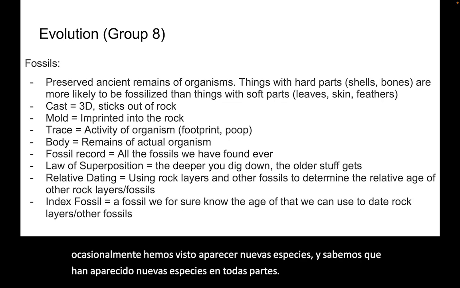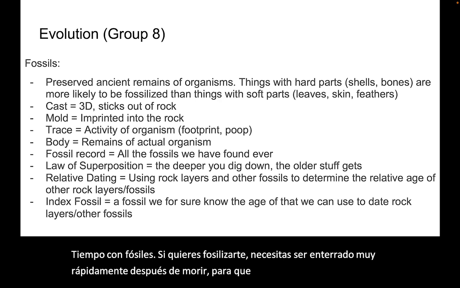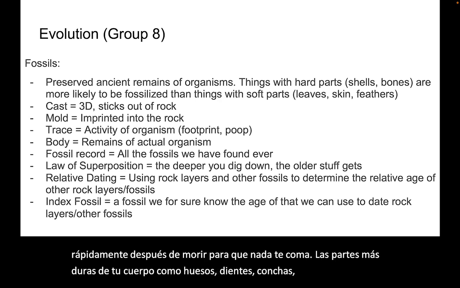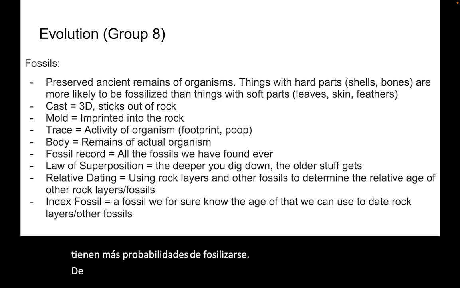With fossils, if you want to become fossilized, you need to be buried very quickly after you die so nothing eats you. The harder parts of your body, like bones, teeth, shells, that kind of stuff, is more likely to be fossilized. So the fossil record is biased in that way. It has mostly animals in it and not plants.